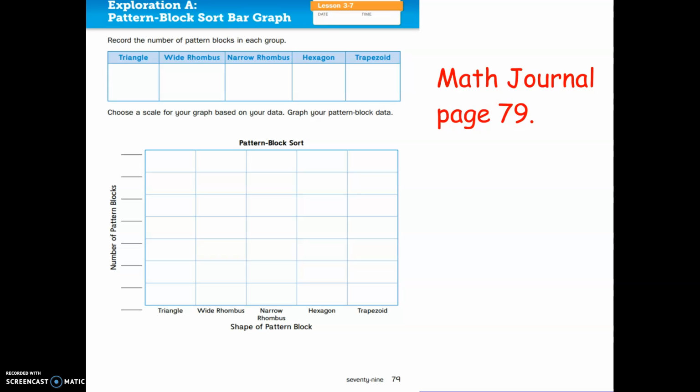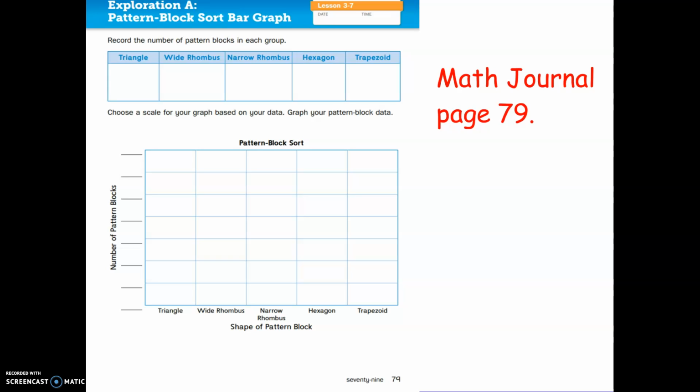Now, last week, you worked on page 79 in your math journal, but you didn't have the pattern block templates or the shapes. And I said use something else, use color words, use numbers, use some objects that you have from home.